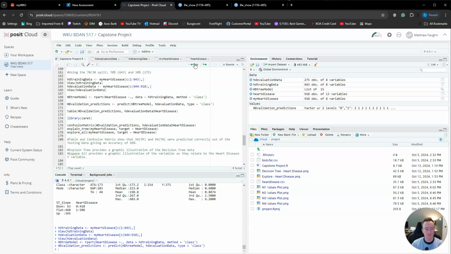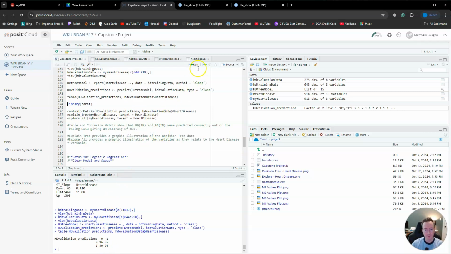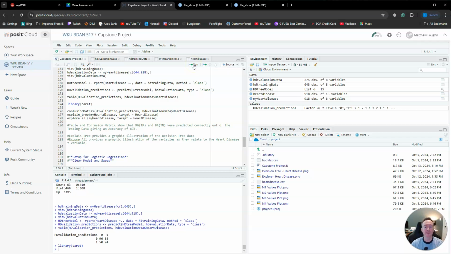All right, so we can see our predictions there, and we can lay those out through the table. So now we get the raw confusion matrix, and we can see 96% predicted correctly of the 275. And we can see all of our different, we'll be getting to those, our accuracy percentage down below. And we can run the library caret to get more in-depth for our confusion matrix.